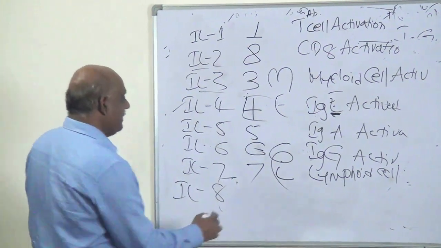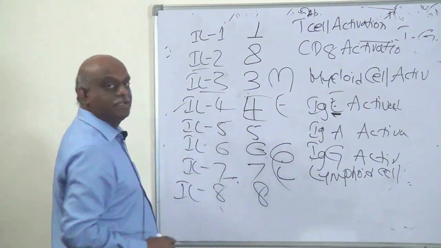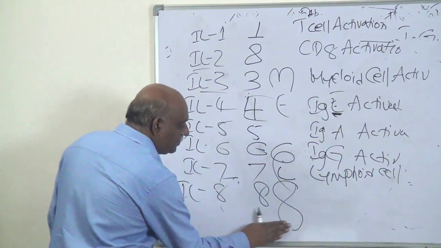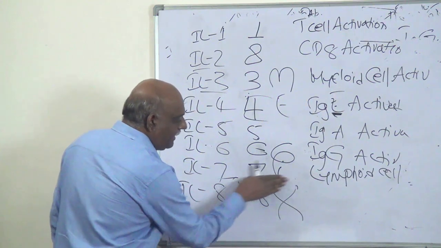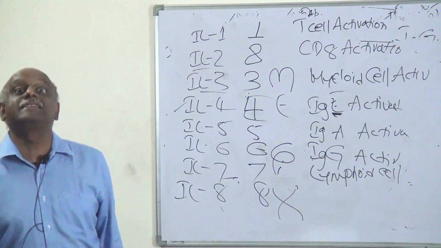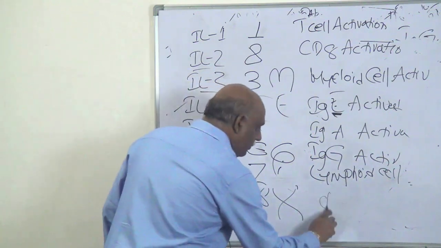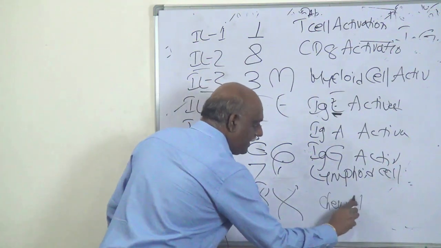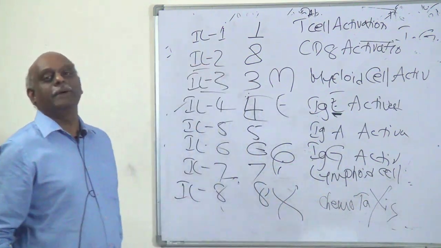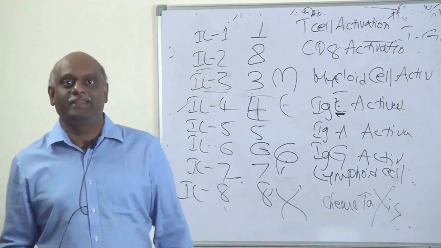Lastly, reh gaya interleukin 8. So, 8 jo hai, usko cut down this part. X ho gaya na. So, what is X? Chemotaxis. So, chemotaxis is what you need to remember, interleukin 8.